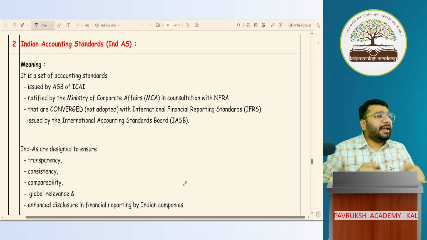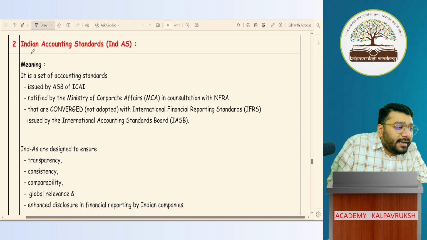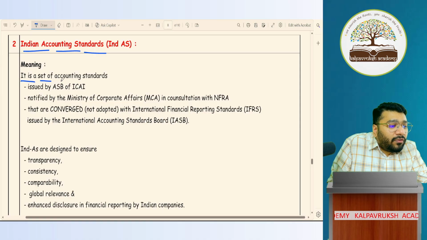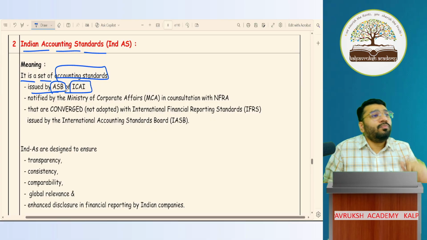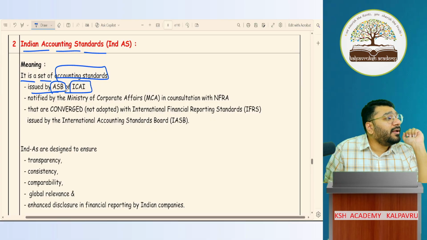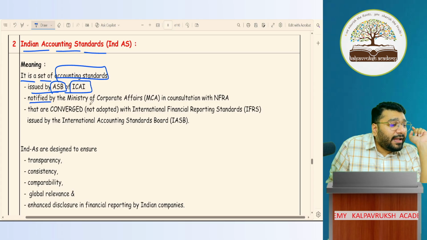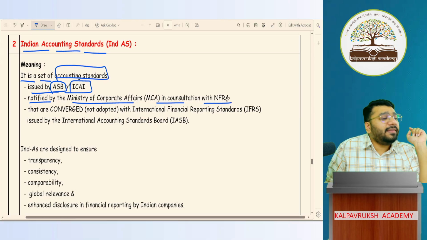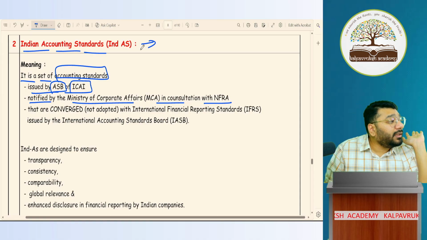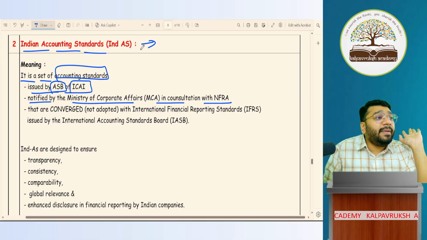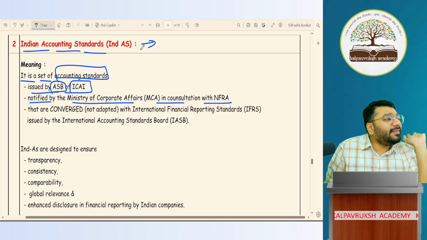Now, the final leg, what is Ind AS? Ind AS stands for Indian Accounting Standard. This is a set of accounting standards again issued by ASB of ICAI. So both accounting standards and Ind AS have been issued by ICAI, that is the ASB board of ICAI. This is to be notified again by MCA after consulting with NFRA, because Ind AS is applicable on the corporates only. Wherever corporates come into the picture, MCA's notification is mandatory, and MCA will not notify without consulting with NFRA.